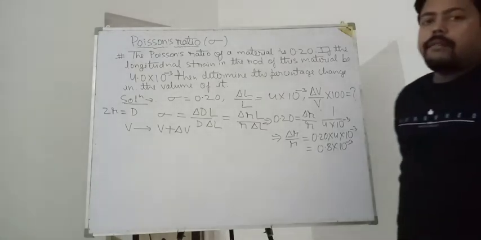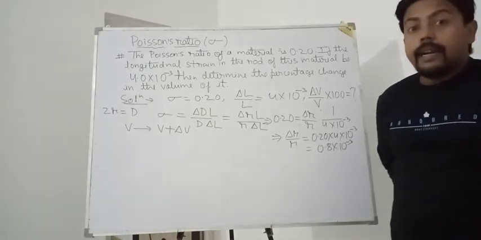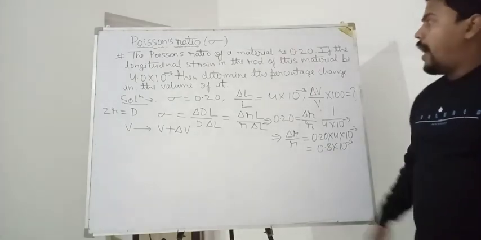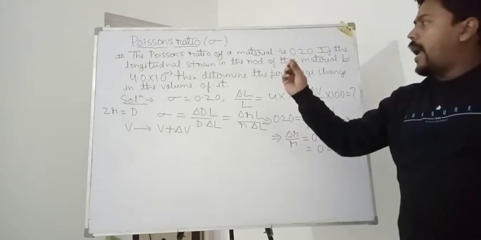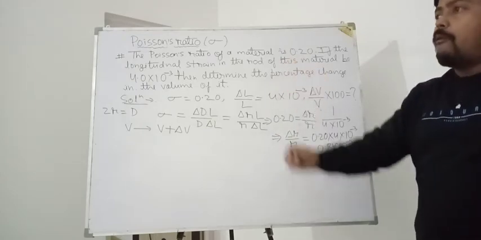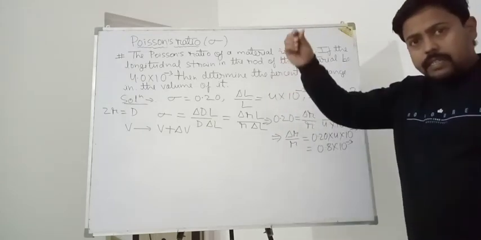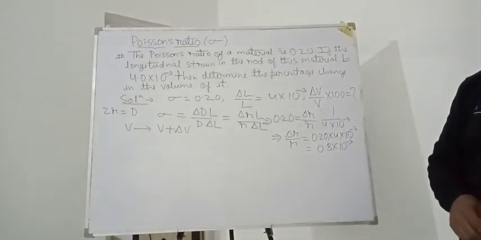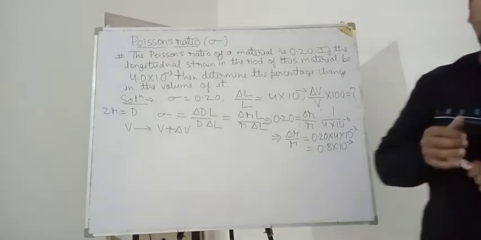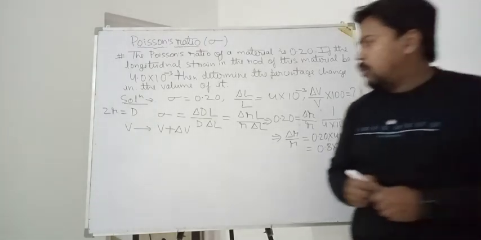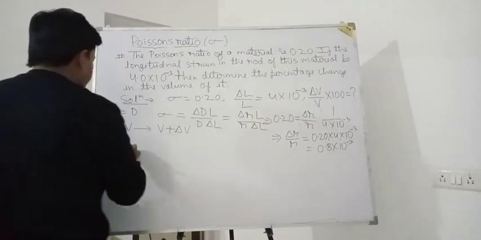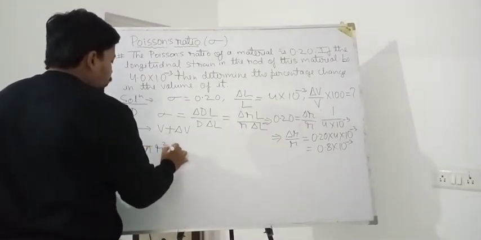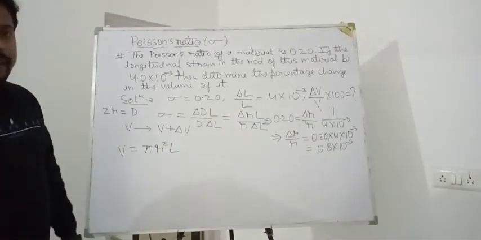Now after knowing the value of the radius only, we can define what is the volume of that cylindrical portion. Because the wire has a radius, it is in the form of a long cylinder. So now we will talk about the volume of that cylinder. We know that the volume of the cylinder is represented by V = πr²L, where L is the length of that cylinder.